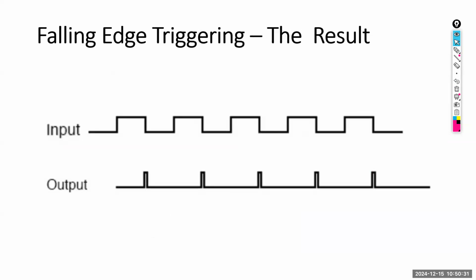Now you can see the result is whenever there's a falling edge, there's a very small spike at the falling edges. And your circuit is going to trigger or change its states only during these very tiny time periods, that is, during the falling edges. Then we call it a falling edge triggering circuit component. So your flip-flops are either rising edge triggering or falling edge triggering circuit components.